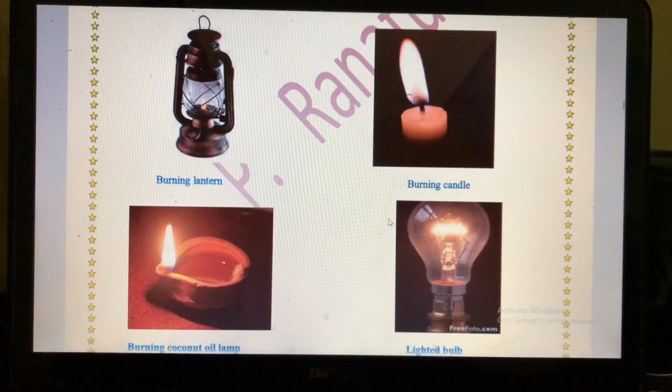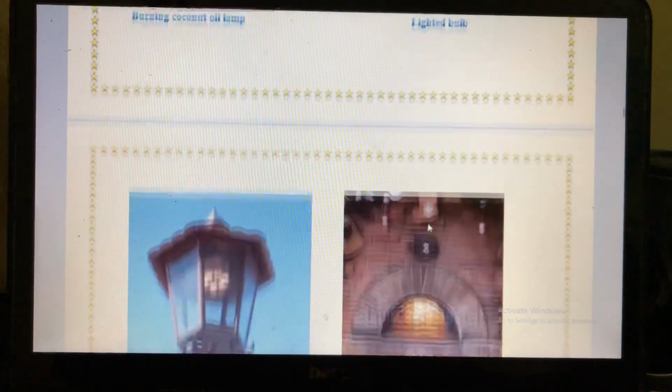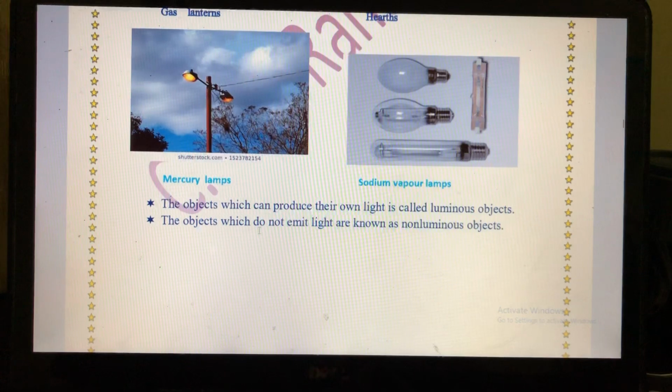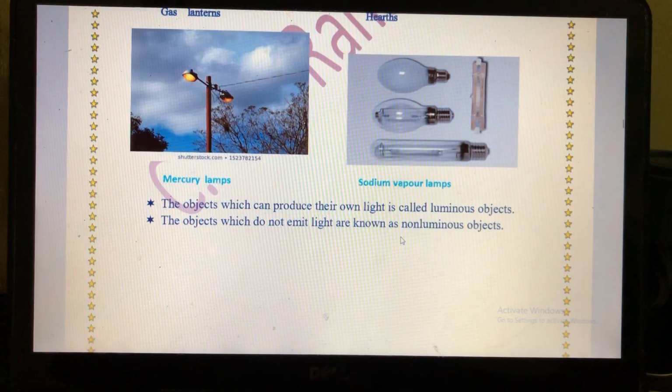burning lantern, a burning candle, burning coconut oil lamp, lighted bulb, and gas lanterns, hearts, mercury lamps, sodium vapor lamps. The objects which can produce their own light are called luminous objects. The objects which do not emit light are known as non-luminous objects.